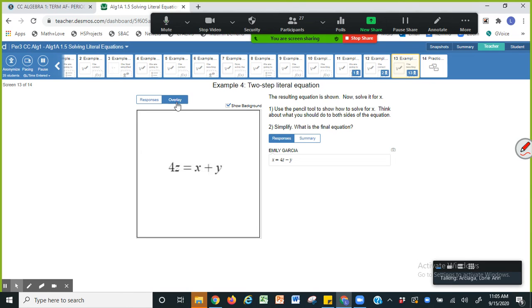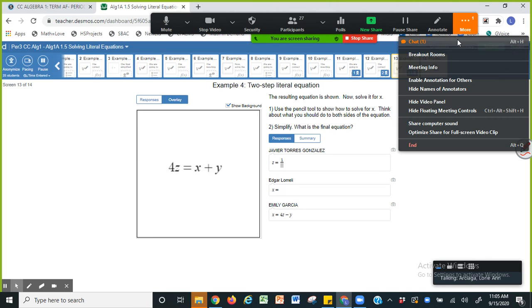Okay, so all you need to do is undo the plus y. Undo plus y and move it to the other side. Okay. So since he wanted to get the x by itself, undo plus y.